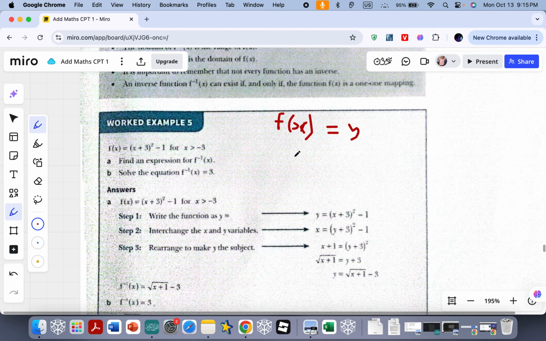The second rule is that we should interchange x and y. Interchange. I'm going to show you what I mean by that. x and y.